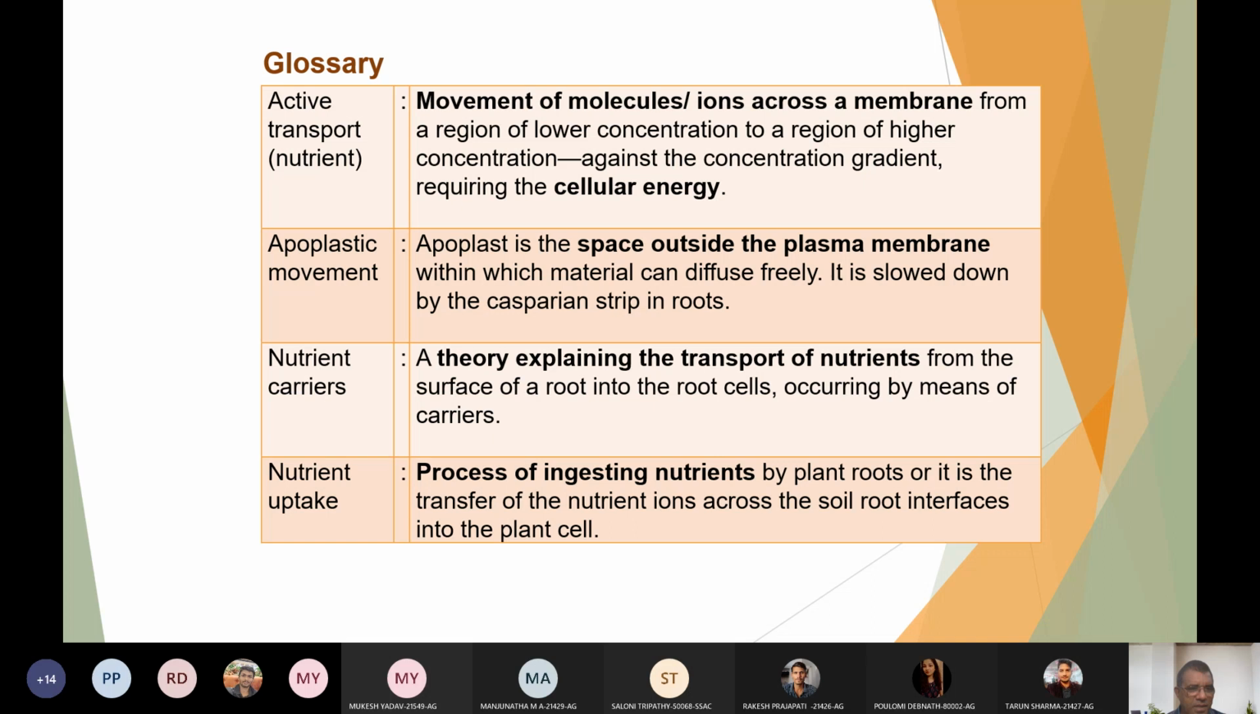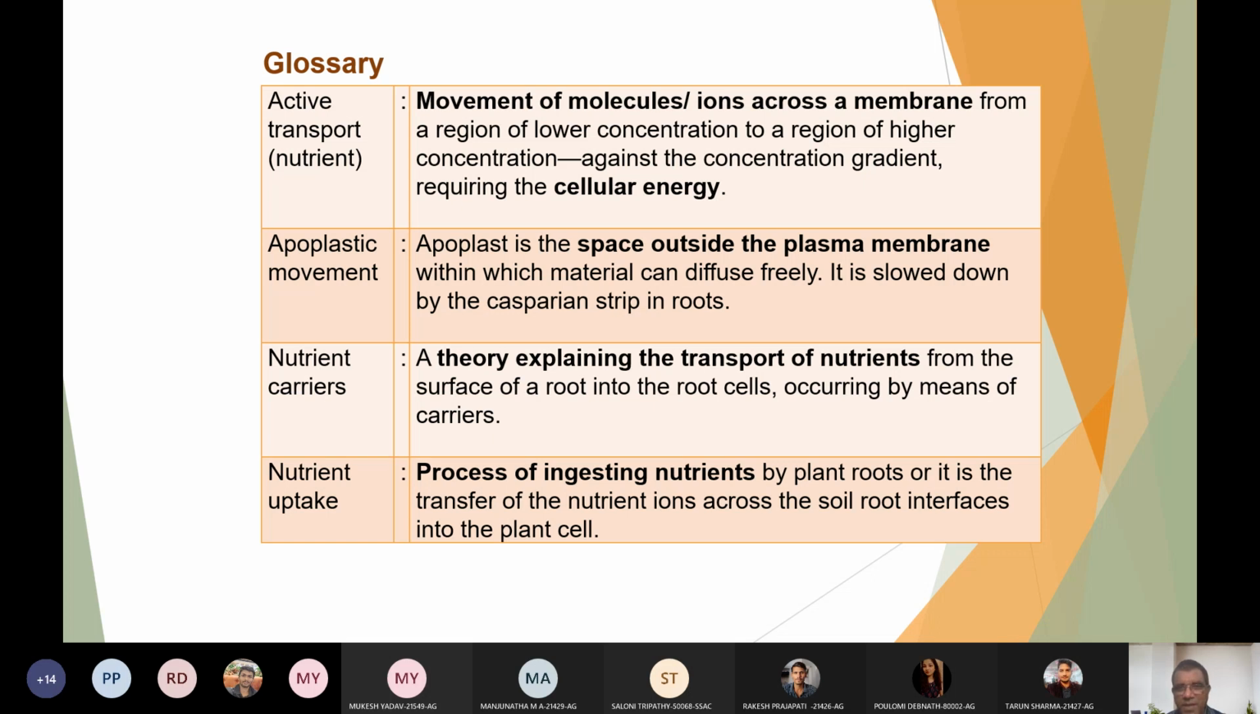Now, nutrient carriers. Nutrient carriers is a kind of theory that there are certain carriers which take nutrients from one place to another place. It is a theory explaining the transport of nutrients from the surface of the root into the root cells, occurring by means of carriers. They use certain carriers. Carriers may be organic materials. These organic materials help in carrying the nutrients from the root surface into the cell.